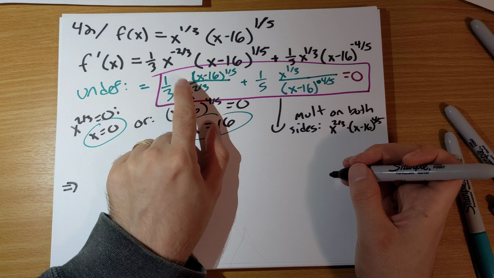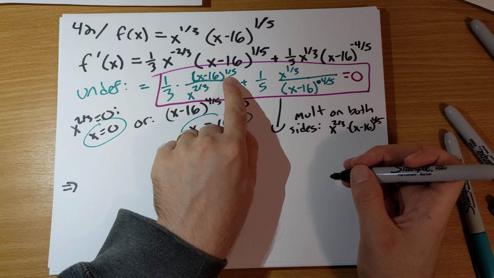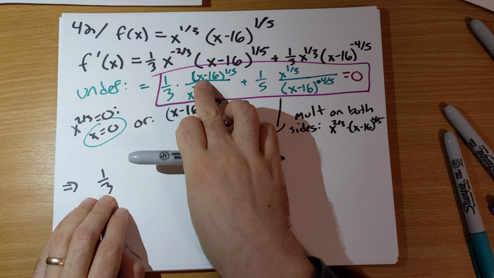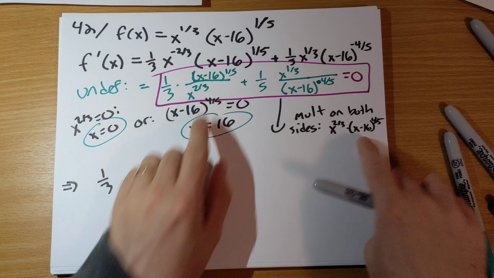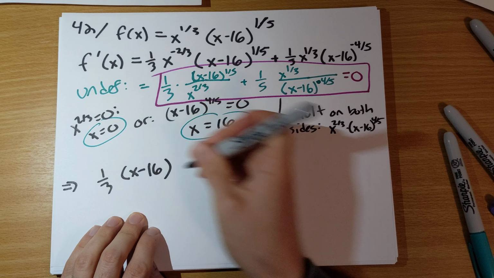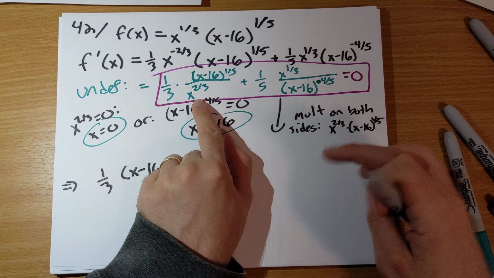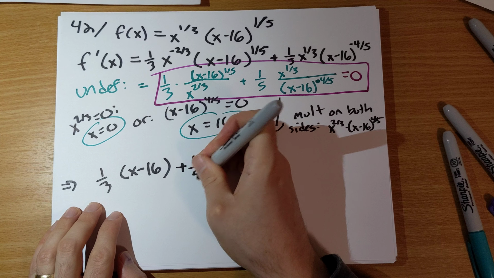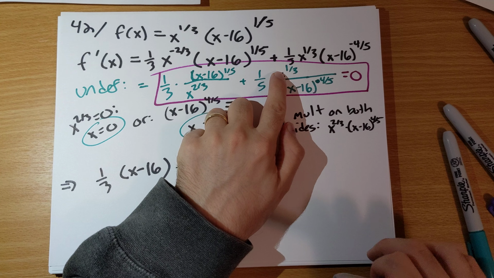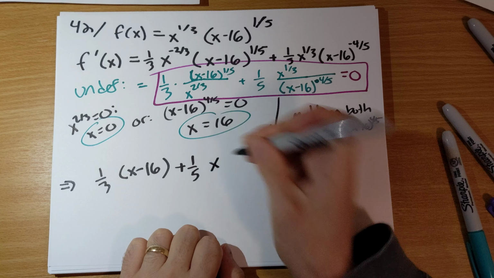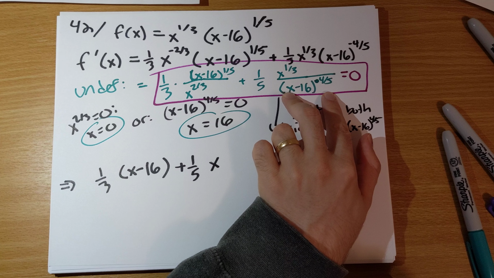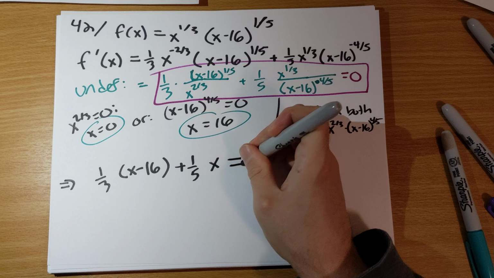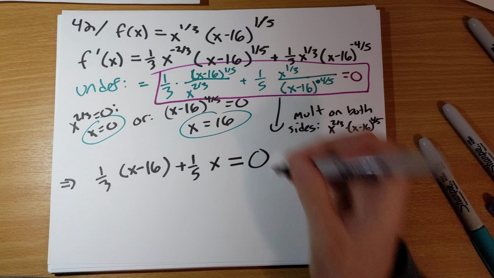1/3 times (x minus 16) to the 1/5 power times (x minus 16) to the 4/5 power. That's just going to be, this times this is going to give us x minus 16. And then we have an x to the 2/3 in the denominator times x to the 2/3 upstairs. Those cancel out. Then we have plus 1/5 times x to the 1/3 times x to the 2/3, which is x. (x minus 16) to the 4/5 downstairs, (x minus 16) to the 4/5 upstairs. Those cancel. And that's equal to 0 times this, which is 0.